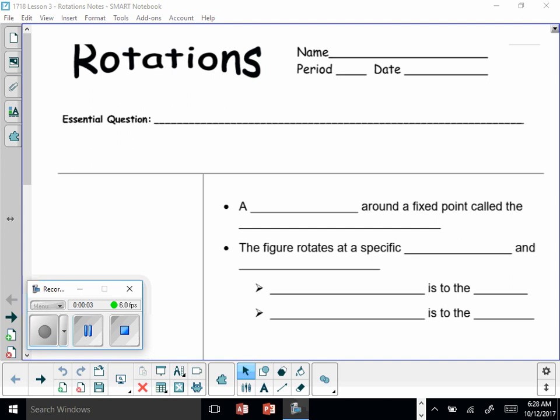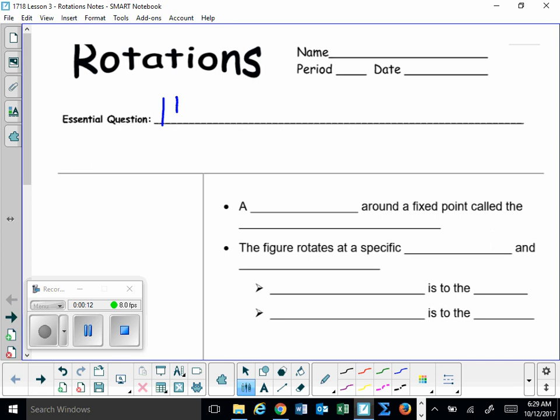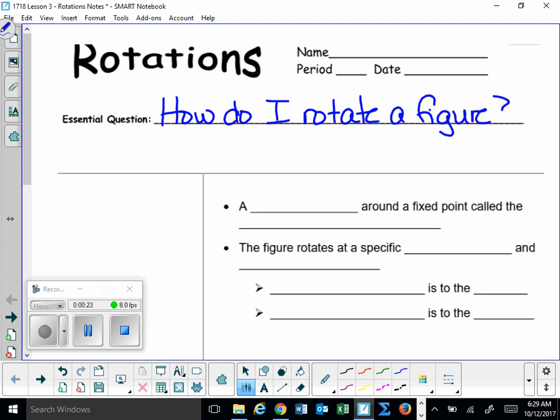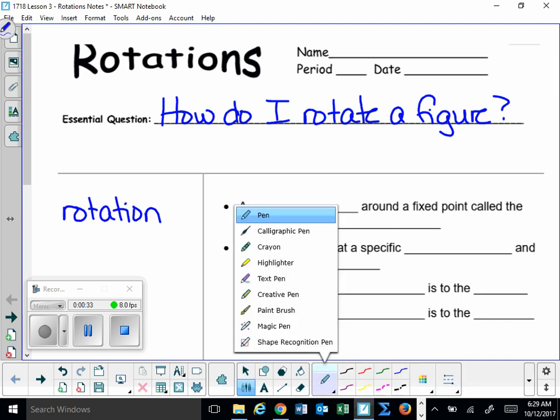Our third lesson in the transformations unit deals with rotations or turns. Our essential question: how do I rotate a figure? So rotation is our very first vocabulary word for today, and you will need to make a note card.